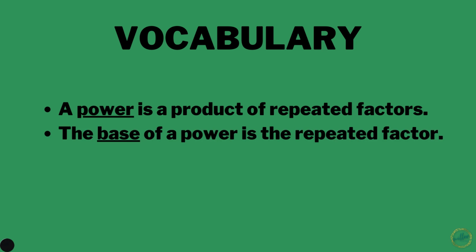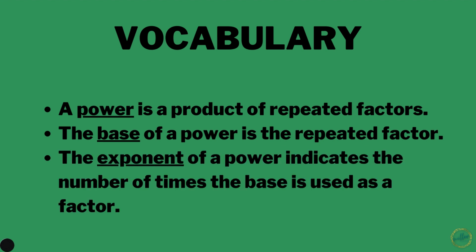The base of a power is the repeated factor. It's the number that is repeated over and over again. And the exponent of a power indicates the number of times the base is used as a factor. So the exponent tells how many times we repeat the base.